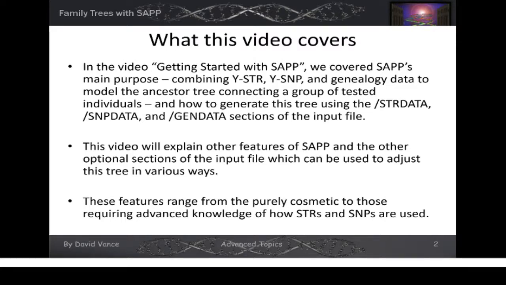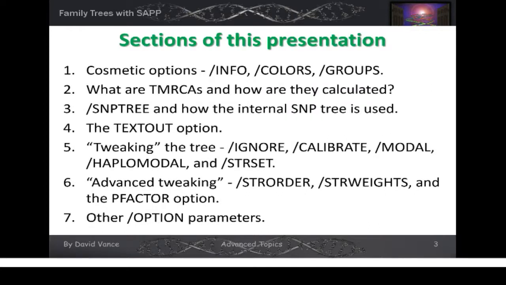It covers some of the other input sections, why you would want to use them, how you use them to add to your tree, produce different effects in your tree, and change how SAPP calculates its most likely branching and modify that. We'll get into some very cosmetic changes, things that simply change colors and information on the picture. We'll also get into more advanced topics that are mathematical based, TMRCAs, STR mutation rates, and how those are used and how to vary them within the tool. So we will span the gamut between very technical, very statistical, and very cosmetic changes of the tool, and we'll do it in this order.